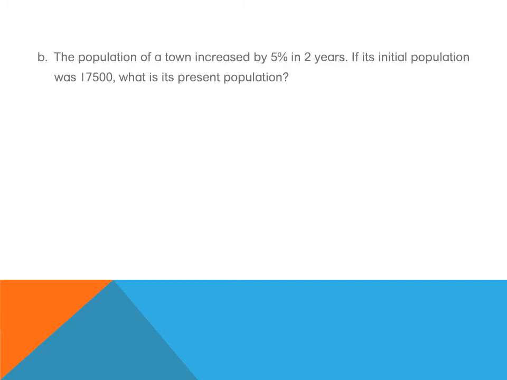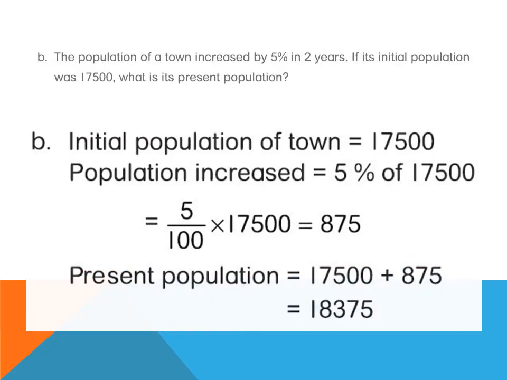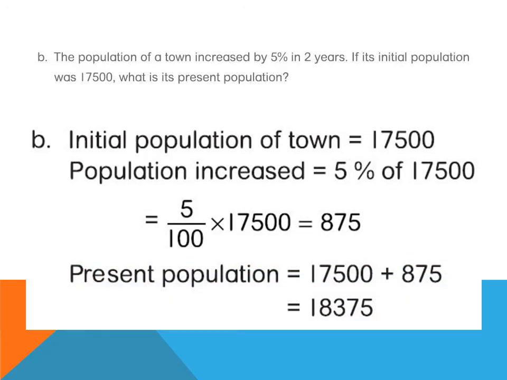Now let us move on to the answer. The initial population of the town equal to 17,500. Population increased equal to 5% of 17,500 equal to 5 by 100 into 17,500, which will give you 875. Therefore, the present population equal to 17,500 plus 875 equal to 18,375.